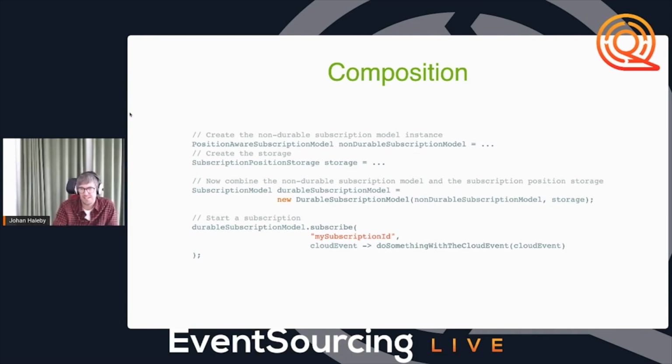But here I have a subscription model that is not durable. So if I restart my application, I will lose where I am in the subscription as a consumer. If I don't want that, I still create this subscription model, and I create some storage. This is some checkpointing storage. I call it subscription position storage for some reason.